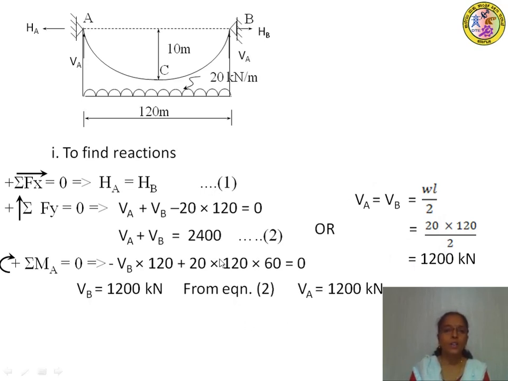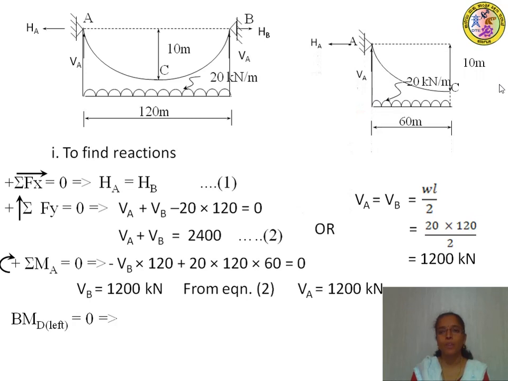Next, to find the horizontal reaction, we will take bending moment at this point, because the dip is given at C. Therefore we will take bending moment at C equal to 0. Whether you consider the left part or right part, it will have the same intensity of loading. There will be nothing different in both the parts, therefore let us consider the left part. So this is the left part. Let us apply sigma bending moment at C is equal to 0.